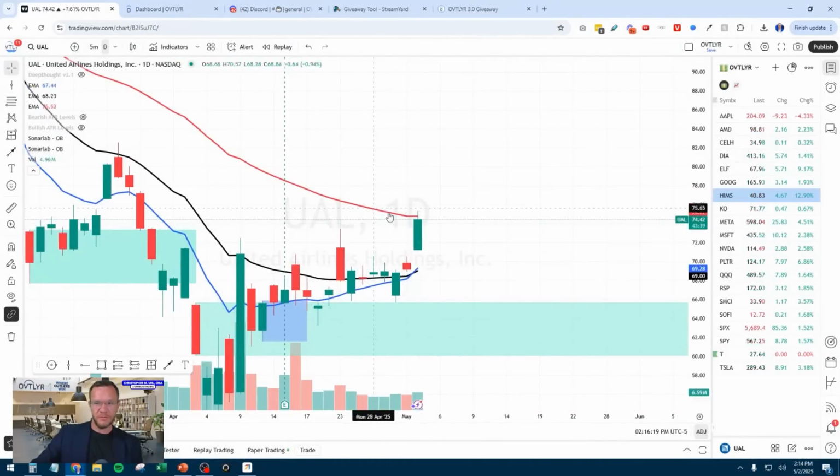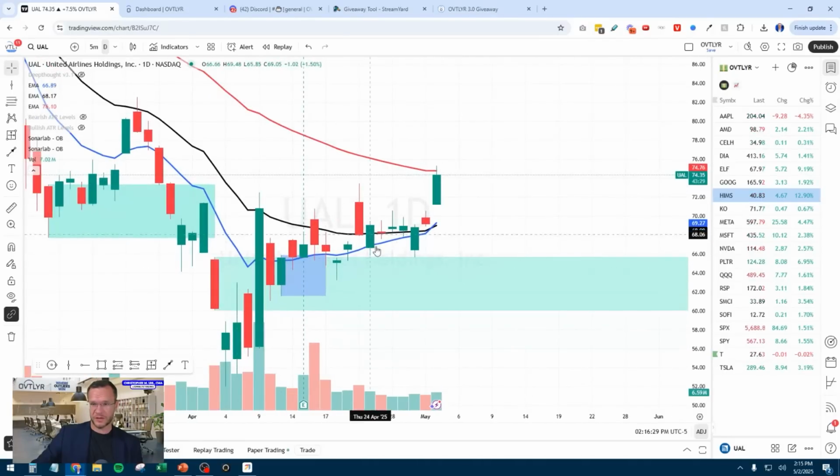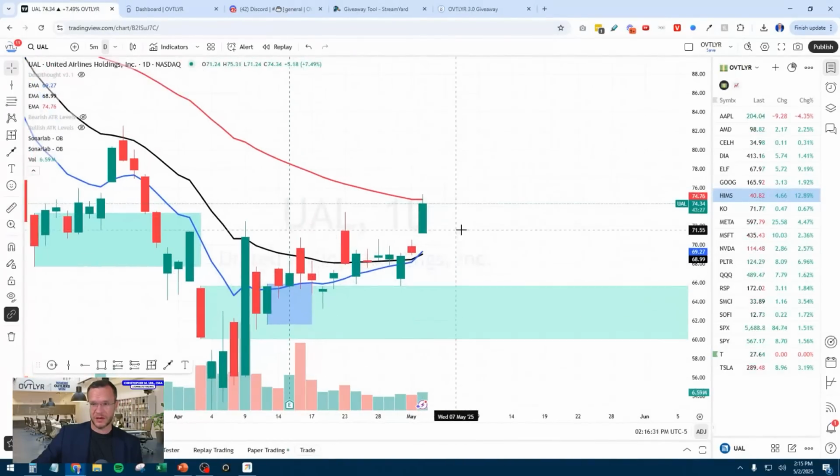Okay, so it may have some problem crossing over that 50. You can see it wicked over right there. If it can cross over that 50, Brian, then I like it a lot more. But other than that, it's looking good. Look at this order block giving it lots of support right here. Looks like it had earnings a while ago, so earnings don't seem to be an issue.